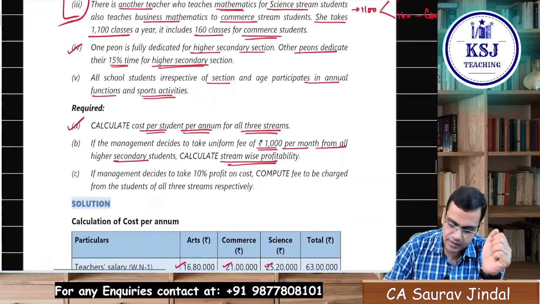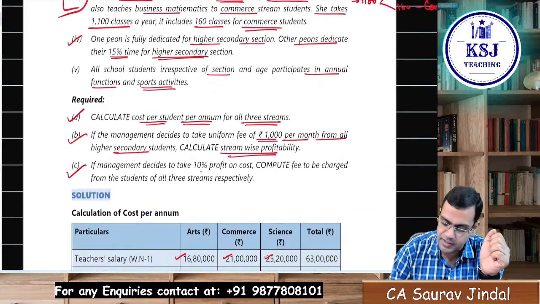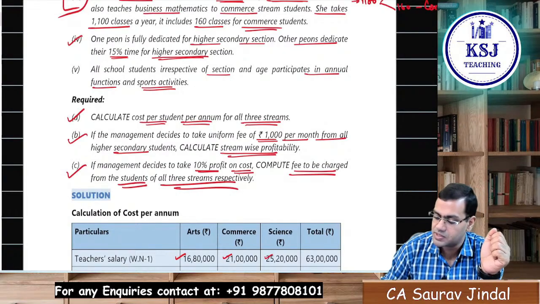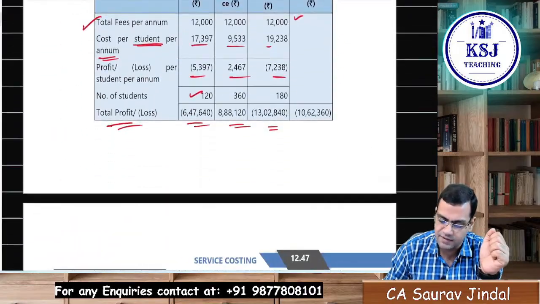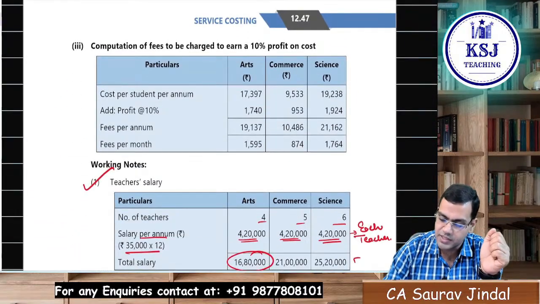Third part says, if the management decides to take 10% profit on the cost, compute the fee to be charged from the students of all the 3 streams respectively. What is the cost? We have calculated the cost per student. Add 10% profit. So this is the fee per annum to be charged from one student.